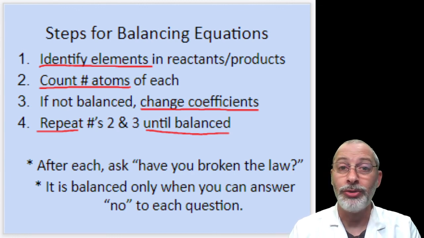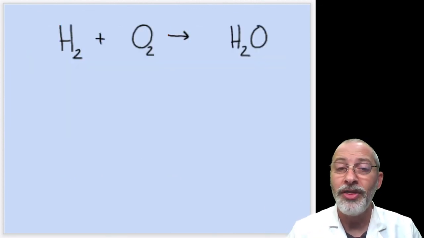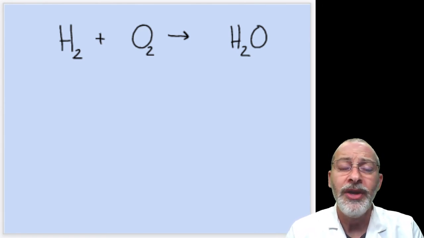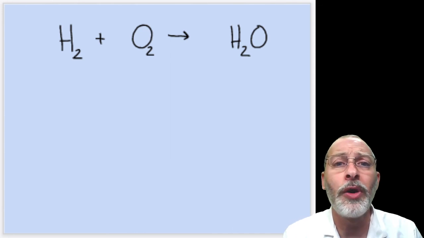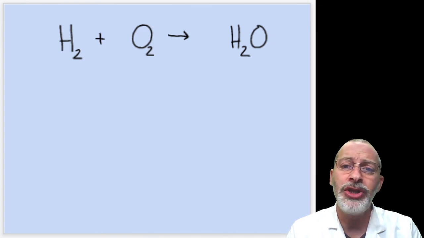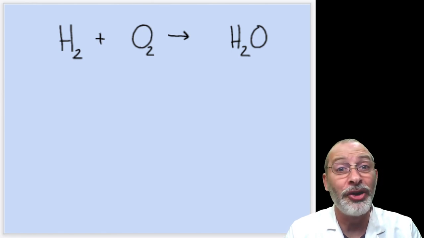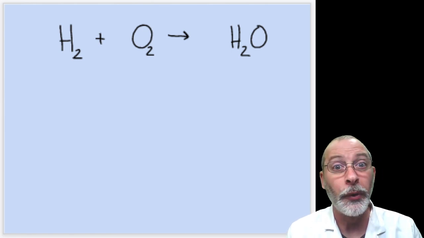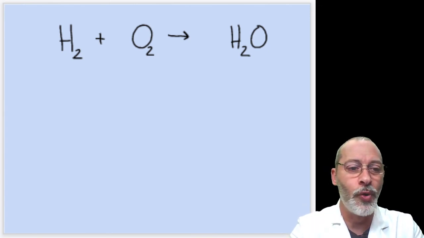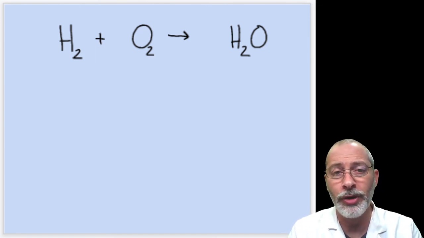So be sure to review those steps and practice those steps for tomorrow with the following equation. I'm going to leave you with the potential recipe for water. Taking hydrogen and burning it in the presence of oxygen yields water. Your job for tomorrow is to find the correct recipe for this reaction, or in other words, balance this equation for tomorrow. Okay, that is your homework for tomorrow.